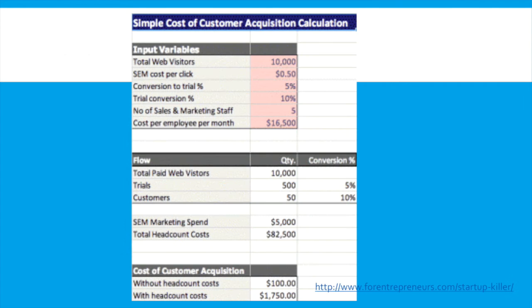Now, this is an example I have on how to calculate the customer acquisition cost on a website. You can run through this. This is basically saying that in order for us to attract 10,000 users, we're going to pay 50 cents per click. And out of those 10,000 users, 500, or 5%, are going to become trial customers. And out of those 500, only 10% are going to actually pay to have my product.